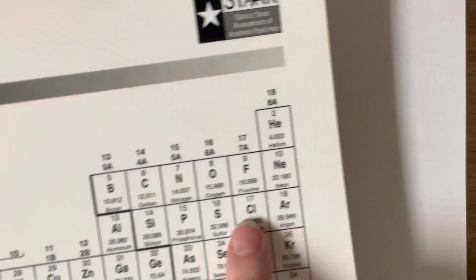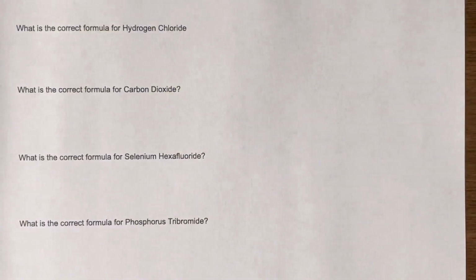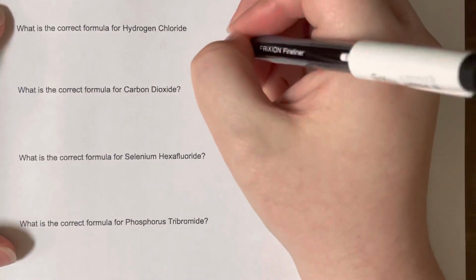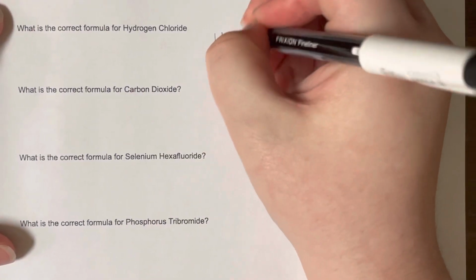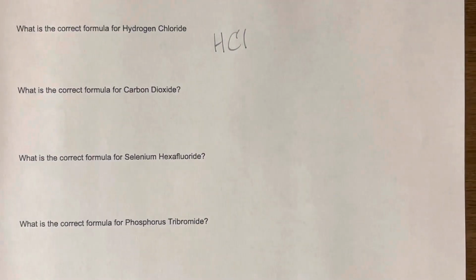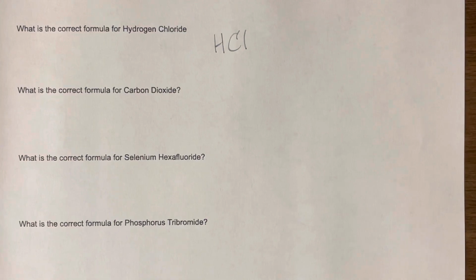What is the correct formula for hydrogen chloride? So hydrogen chloride, that name doesn't give me clues as to whether this is ionic or covalent, so I need to identify what types of elements I'm dealing with first. So hydrogen and chlorine are both nonmetals, which would make this a covalent compound, which means I would have prefixes if my subscripts were anything other than 1. Since I don't have any prefixes, it means that my subscript is just 1 for both. So HCl would be my formula.